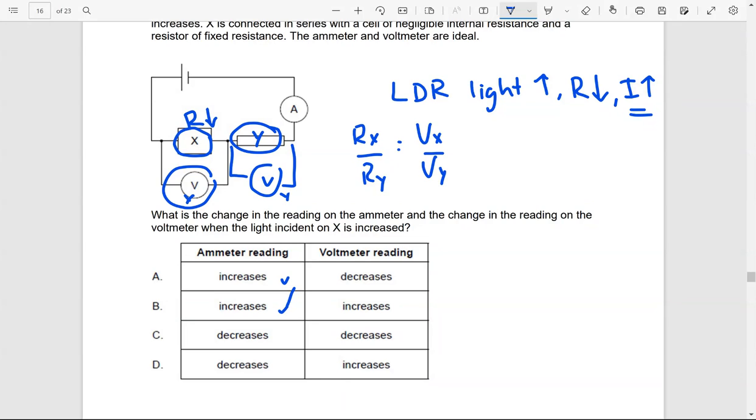Rx to Ry equals Vx to Vy. So if my resistance in X is dropping, the voltage in X will drop by the same proportion. So the voltmeter is going to decrease. So the answer is A.